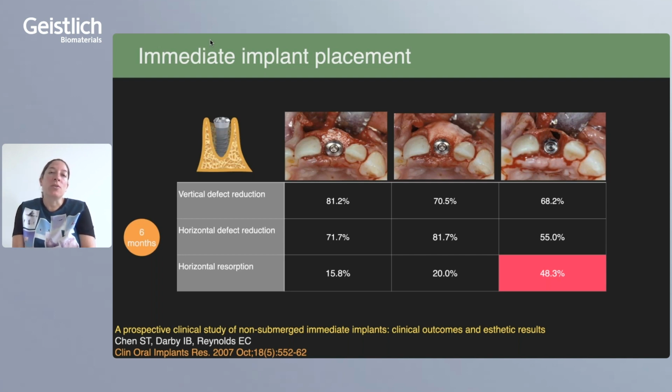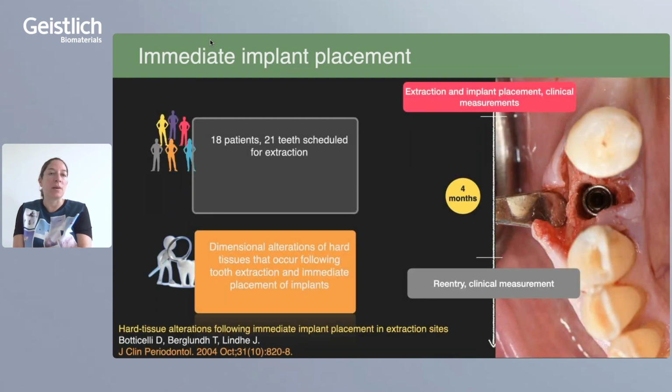The vertical defect reduction reached up to 80% of the volume. The horizontal defect reduction showed almost the same number, also up to 80%. What about the horizontal resorption? It reached up to 50%. It is the same as if we would leave the alveolus for spontaneous healing. So this study shows that there is no difference whether we do an extraction and leave the extraction site for spontaneous healing, or when we place an implant.